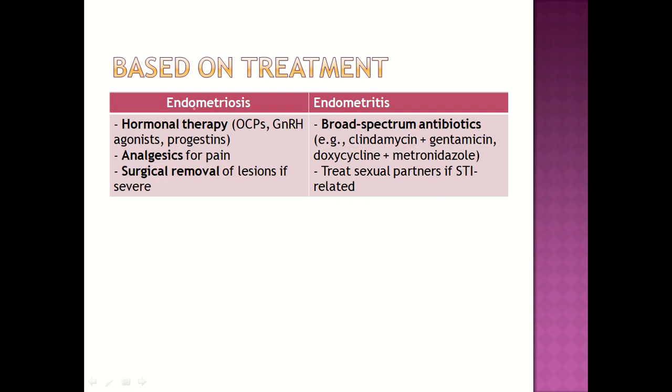Based on treatment, endometriosis is treated with hormonal therapy, that's OCPs, GnRH agonists, that's gonadotropin releasing hormone agonists, progestins, analgesics for pain, surgical removal of lesions if severe, while endometritis is treated with broad spectrum antibiotics, e.g., clindamycin plus gentamicin plus doxycycline plus metronidazole. Treat sexual partners if STI related.